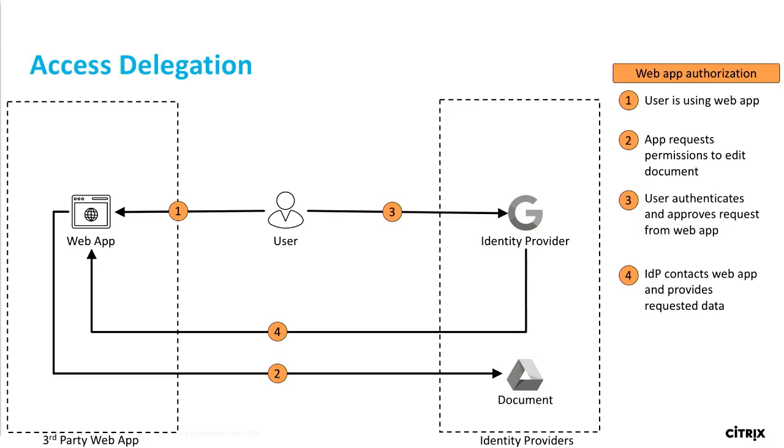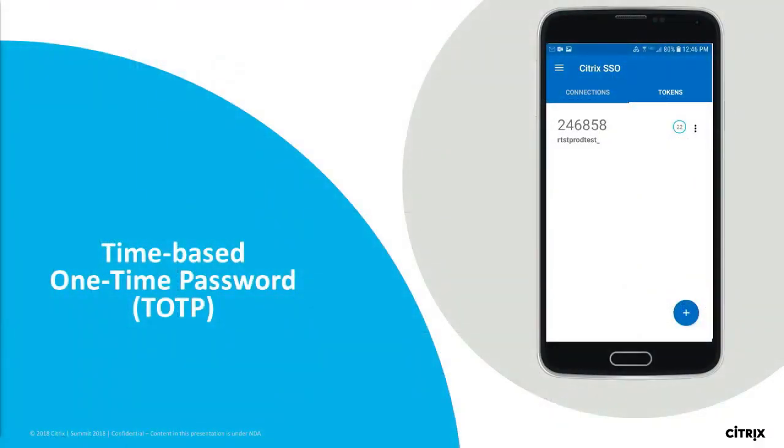Now, there are a couple of really cool things that we can do with modern authorization. One of them, a really good example, is TOTP. I know a lot of you have probably seen something like TOTP before. You get numbers that change every 30 or 60 seconds. We used to have those physical tokens, and now they're virtual tokens on your mobile device.